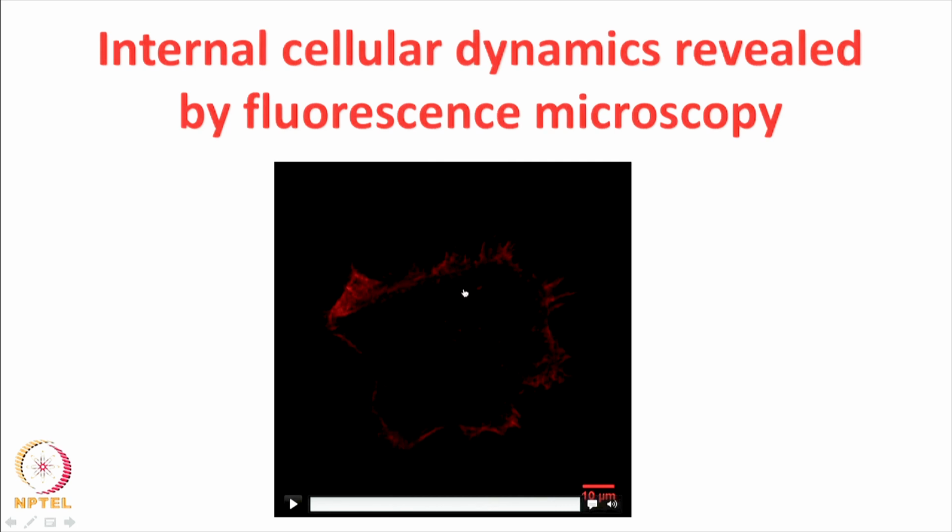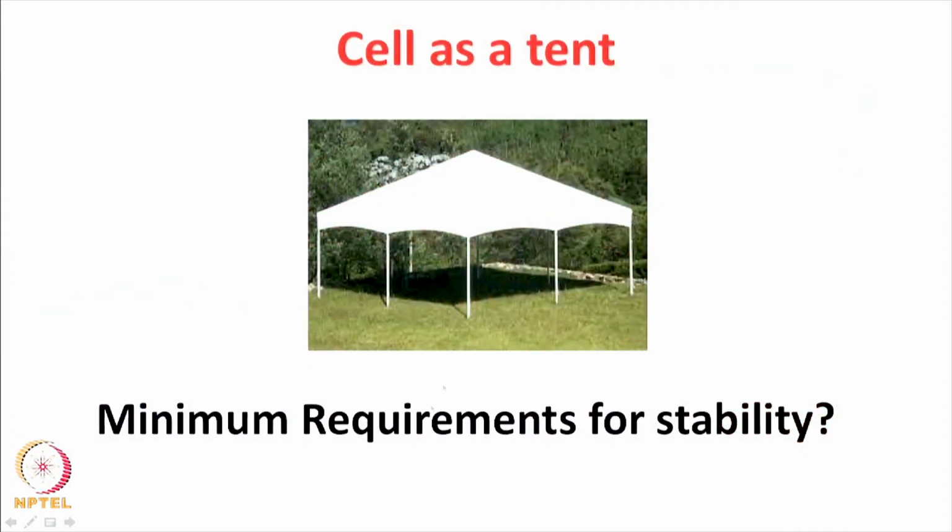But at least for this movie, apart from some of these points, most of the cell center remains in place. Now, I would like to make an analogy: from a mechanical standpoint, how do I represent a cell? I would like to imagine the cell as a tent. Imagine this tent which is firmly secured in the ground. If I were to imagine the cell as a tent, what are the requirements for ensuring that the cell is stably positioned in the ground? What are my minimum requirements?